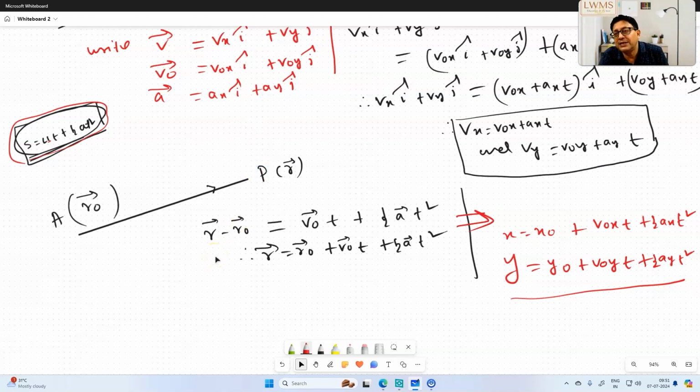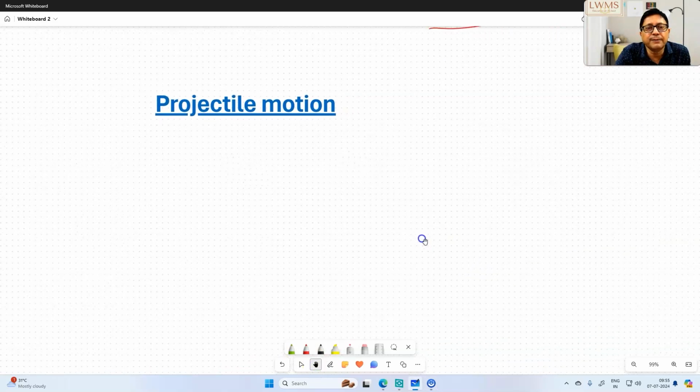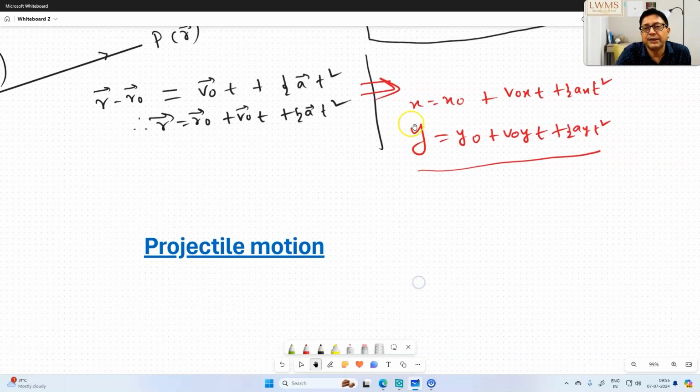With the help of this, a relative velocity can be stated. With the help of this, we can explain the projectile motion. So we are going to start projectile motion now. In projectile motion, we apply the concept that these three equations will remain operative throughout the topic of projectile motion.